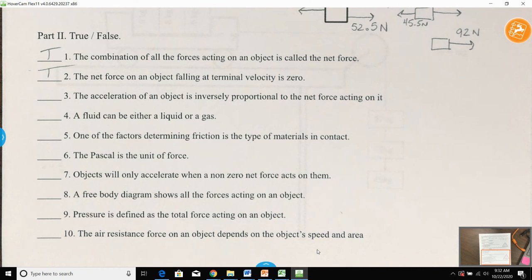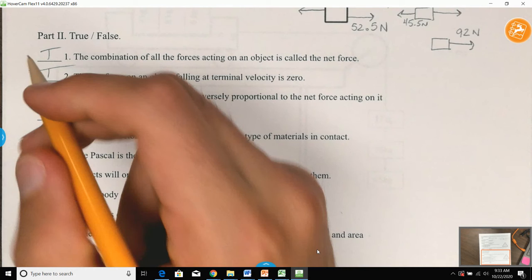Acceleration of an object is inversely proportional to the net force acting on it. So inversely, guys, means as one increases, the other decreases. So think about it logically. If you increase the net force, what happens to the acceleration? Like the harder you push something, the greater the acceleration should be. This is trying to tell us that the acceleration is inverse. So if I push harder, the object would go slower. Yeah, so that would be false.